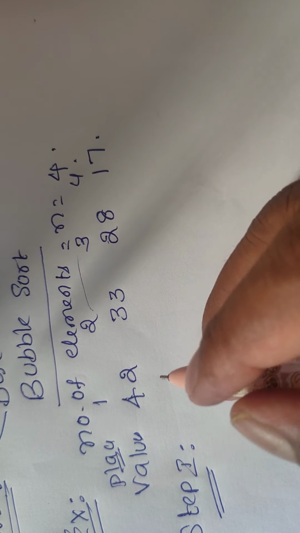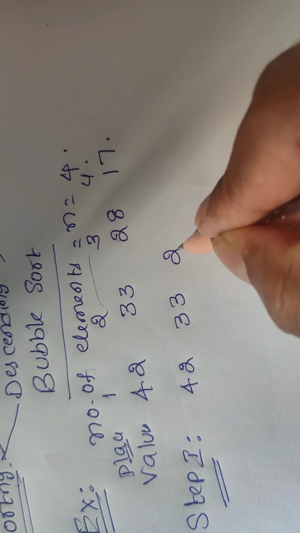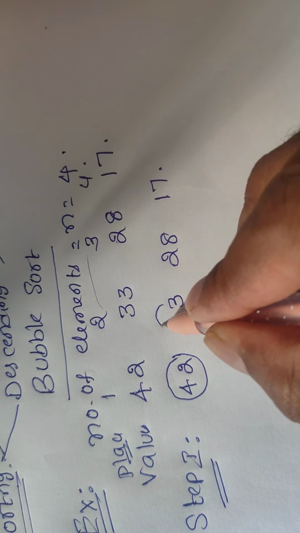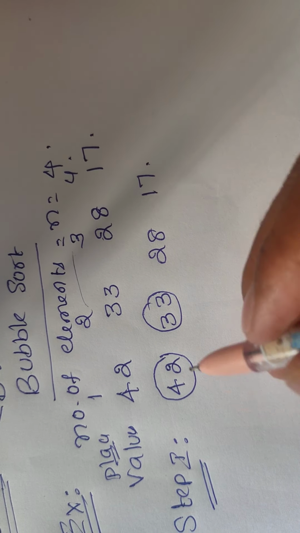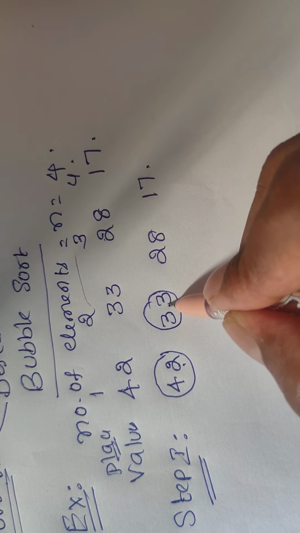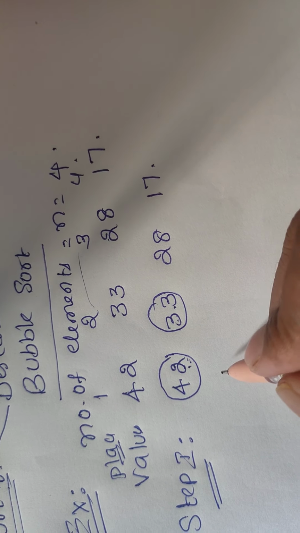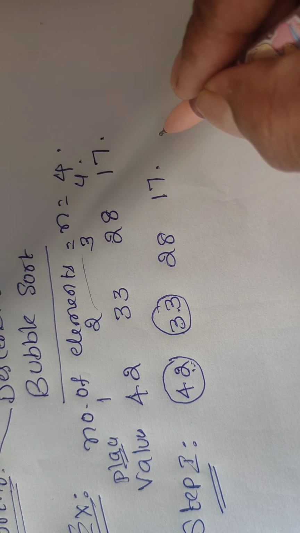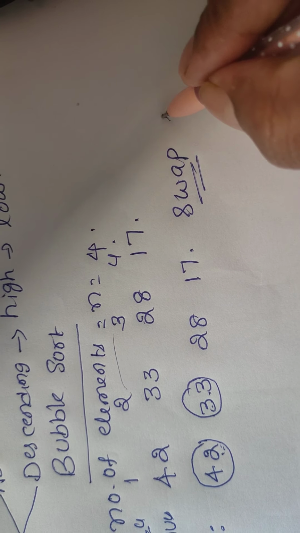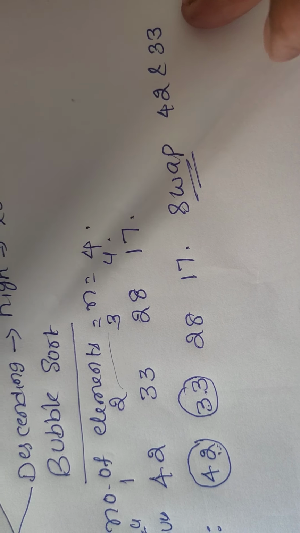Here in our values 42, 33, 28, 17, we are checking 42 and 33. If the first value is greater than the second value, then we simply use swapping. Swapping means just interchanging. So here we swap 42 and 33.